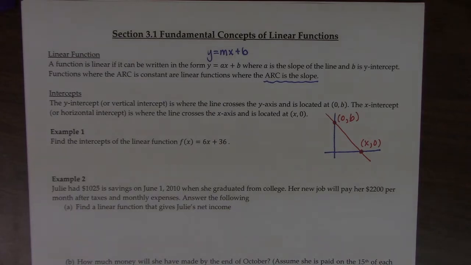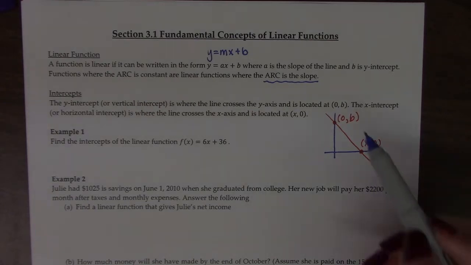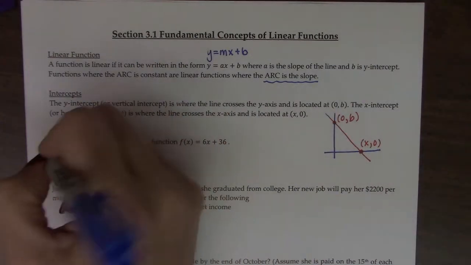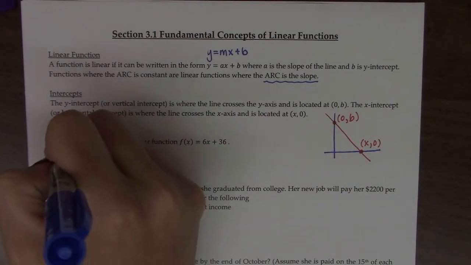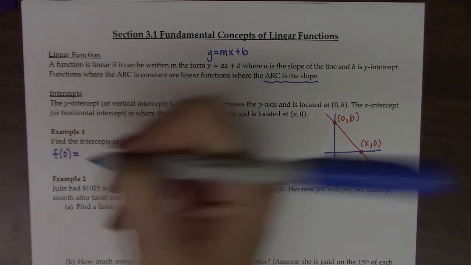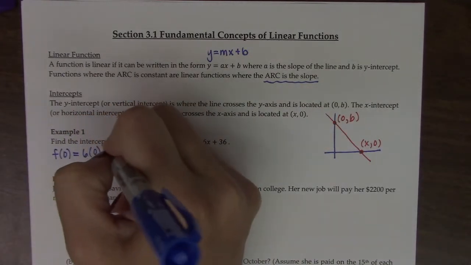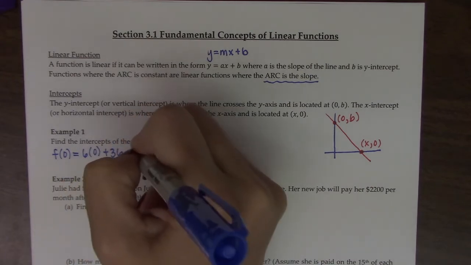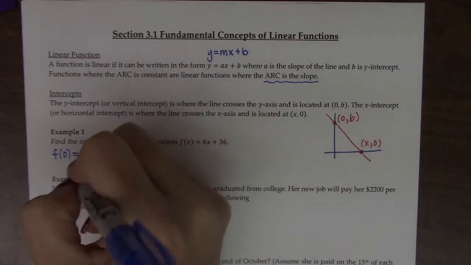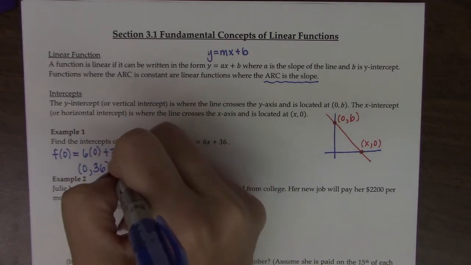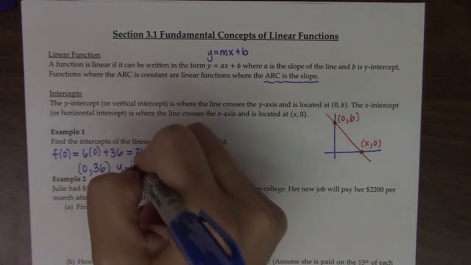So for example 1, let's find the intercepts of this function. The first one, the y-intercept, is usually easier to solve. It's always easier to plug 0 in for x. So f of 0 is going to be 6 times 0 plus 36, which is just going to give us 36. So (0, 36) is the y-intercept.